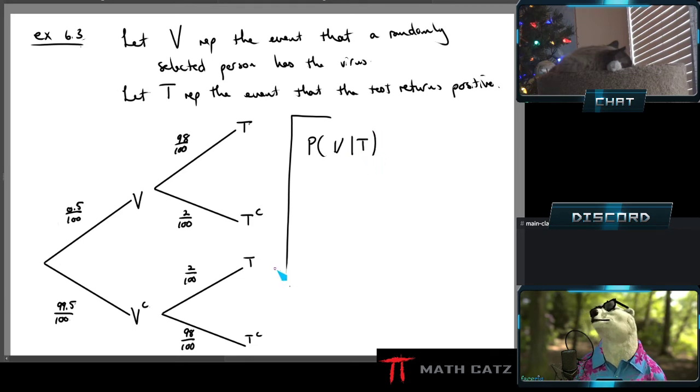So let's suppose I'm being tested, not necessarily randomly selected. And the test says, yes, you have it. How concerned should I be? Well, my concern level will go with whatever this probability is: given my test result is positive, what are the chances I actually have the virus? So this is the probability that's relevant to my life, for my concern.